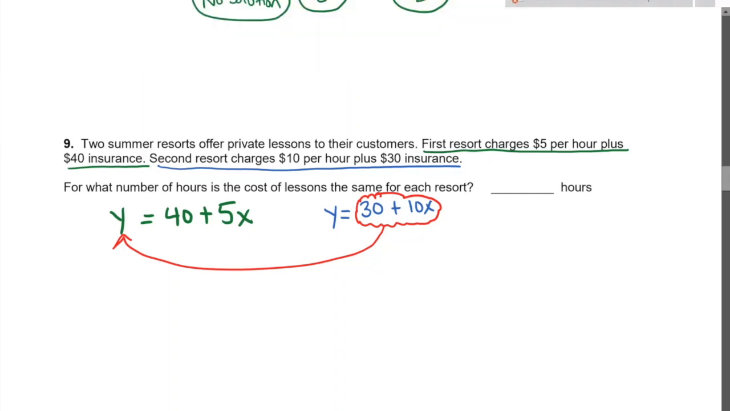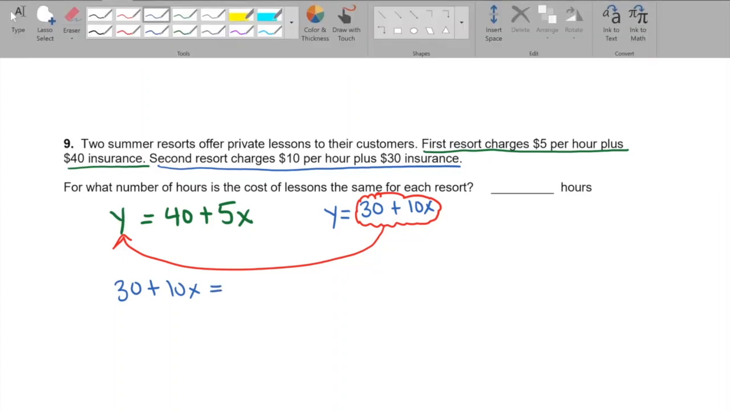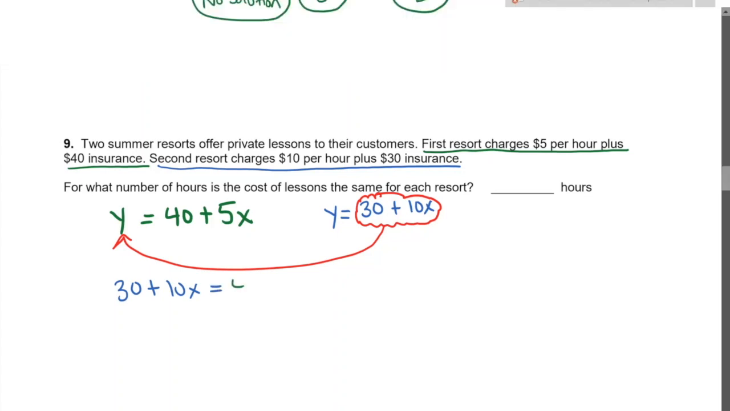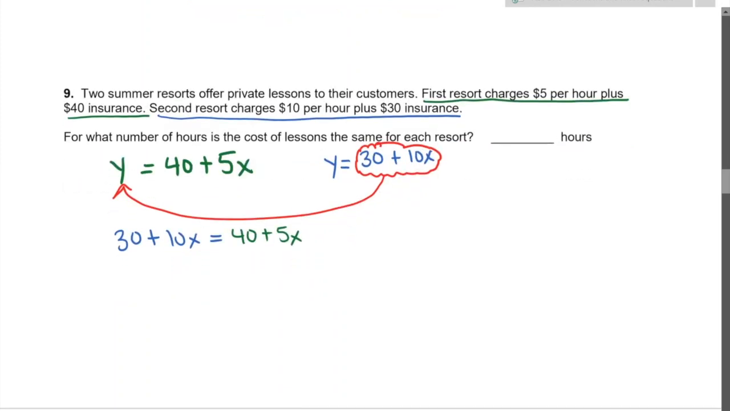I'm going to rewrite this new equation. So, 30 plus 10x equals, and what's it going to equal? 40 plus 5x. Now I simply solve this. There are two like terms right here and right here, and then there are two like terms right here and right here. So I need to get my circles together and my boxes together. So how do I move this circle to this circle?